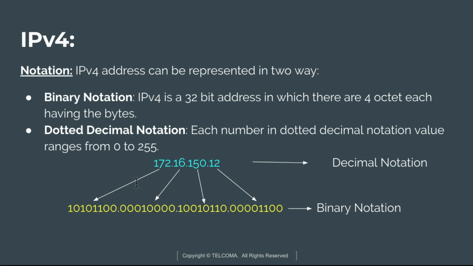And these total 32 bits. In dotted decimal notation, each number's value ranges from 0 to 255. Here we have represented 172.16.150.12 in decimal notation, which is converted into binary. This is the binary form of this particular address. In dotted decimal notation, IPv4 addresses are written in decimal to make them more compact and easier to read. Most of the time we use this decimal notation to represent IPv4 addresses.